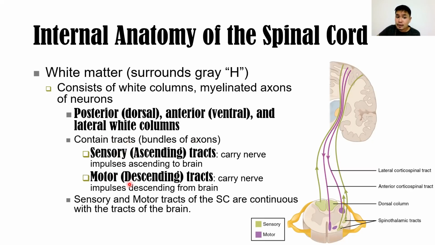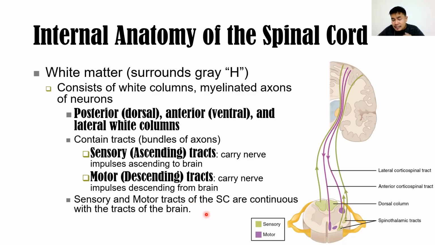So we have sensory and motor tracts. Sensory tracts are ascending tracts. Why do we call them ascending tracts? Because they carry nerve impulses ascending to the brain. They carry the information towards the brain so that the brain could interpret it. Sensory, ascending tracts, the impulse or the message goes towards the brain. As compared to your motor or descending tracts, the message or the impulse is carried descending from the brain. It goes down, motor.